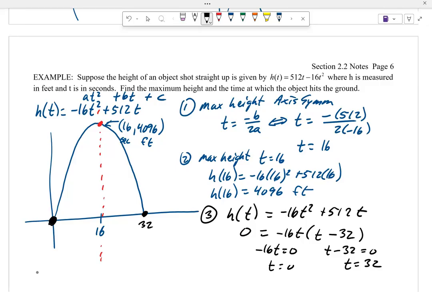So the projectile is shot up, it hits its maximum height up here, falls back down, and hits the ground again at 32 seconds after it was shot up.